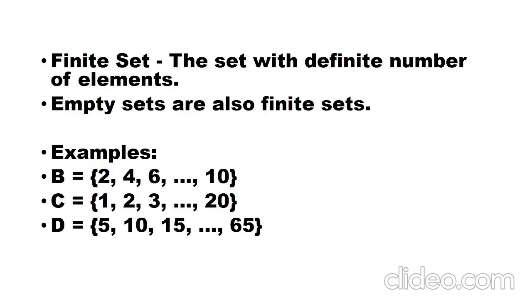And next we have another set. Set C is equal to 1, 2, 3 until 20. So we can count the number of elements in this particular set, and since it's from 1 to 20, the number of elements would be 20, or the cardinality is 20. So it's a finite set if the cardinality is a whole number, if you can really count the number of elements in that set. Another set we have, set D is equal to 5, 10, 15 until 65. So here we can also count the number of elements in this set.